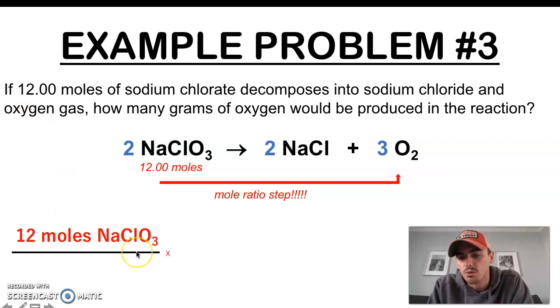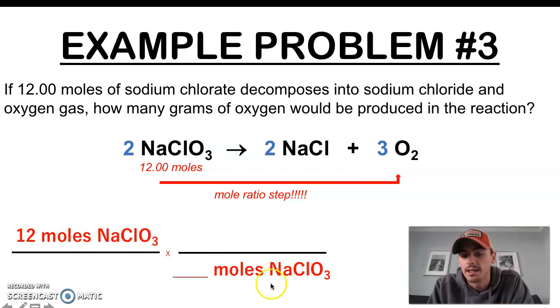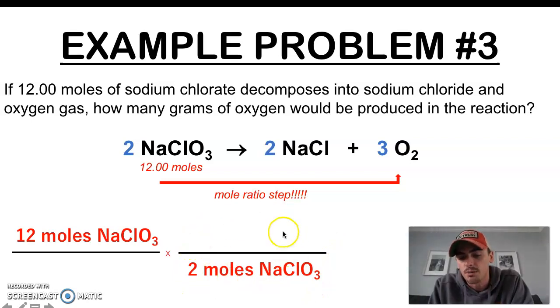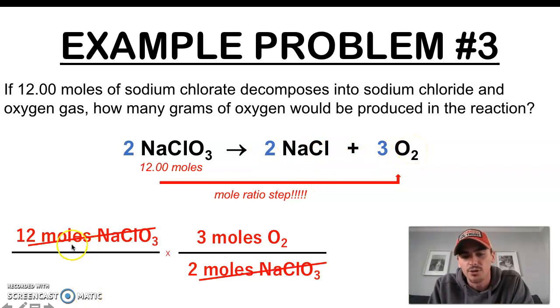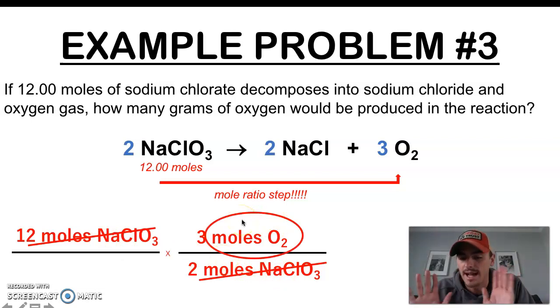How am I going to cancel moles of sodium chlorate? I know I need to put moles of sodium chlorate on the bottom. This step right here is where I'm going to use that mole ratio step. Up here I can see in this problem 2 moles of sodium chlorate are equivalent to 3 moles of oxygen. And now I can cancel because moles of sodium chlorate and moles of sodium chlorate cancel out. If I were to stop right now, I'd be in moles of oxygen, which sometimes we might.